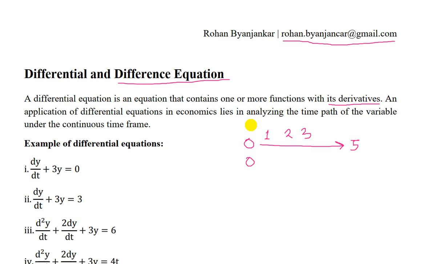In the differential equation we use derivatives. In the difference equation we use the lag form of the equation, meaning we will use t plus 1 for the preceding time, t minus 1 for the previous time period, and t for the present time period.